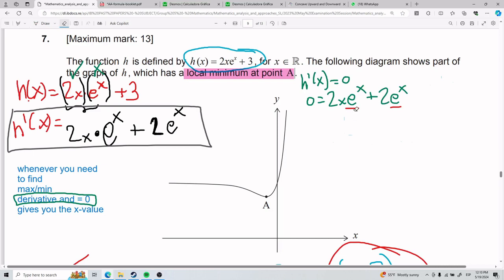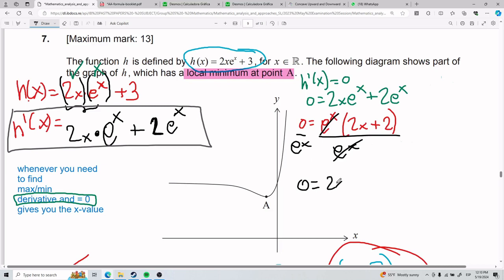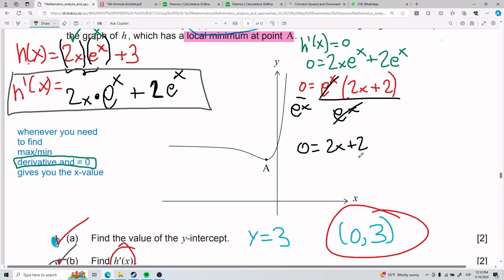Now, if it's hard for you to visualize it, let me show you this way. Technically, you can factor both terms by e to the power of x. So you end up with e to the power of x times (2x plus 2). And from here, you can divide by e to the power of x, which is the same as doing it earlier, but maybe it's easier for us to notice. And so basically, you end up with 0 equals 2x plus 2. If you want to get x alone, you of course got to do minus 2 on both sides. You end up with 2x equals negative 2, so x equals negative 1.